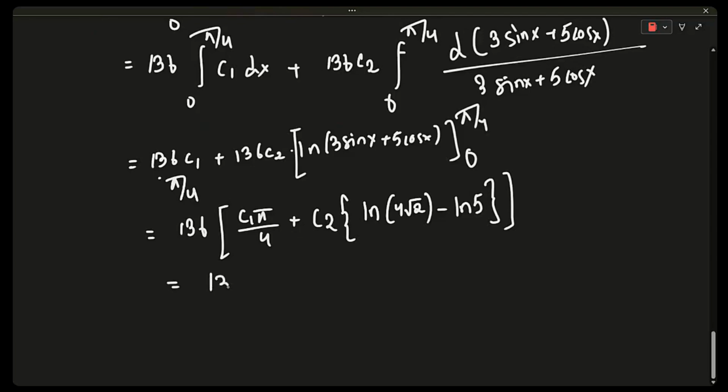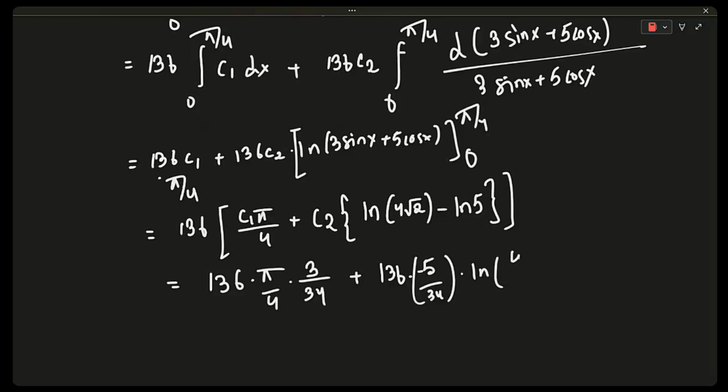Put the values of C1 and C2. So what will you get? You would simply get 136 into pi by 4 into C1, which was 3 by 34, plus 136 into C2, which is minus 5 by 34, into ln of 4 root 2 by 5. So I think this is what you're going to get, and you can simplify it further, it's fine. But yeah, this is going to be your final answer. Hope that's clear to everyone how it was done. If there are any doubts, let me know.